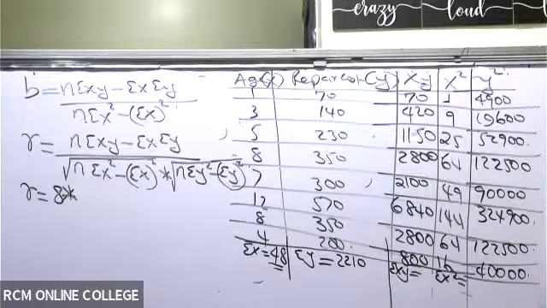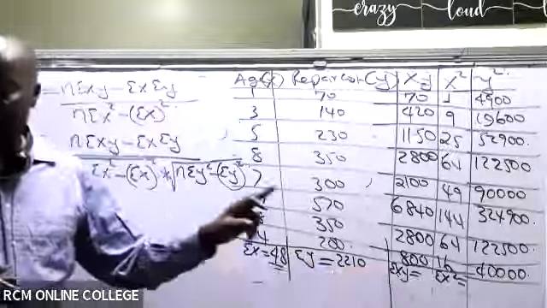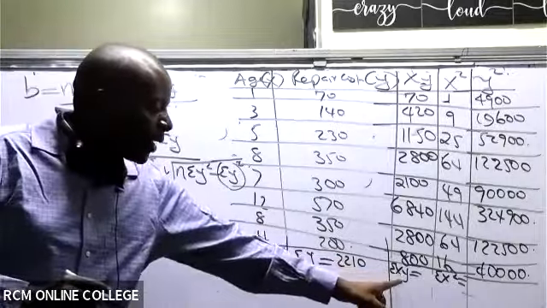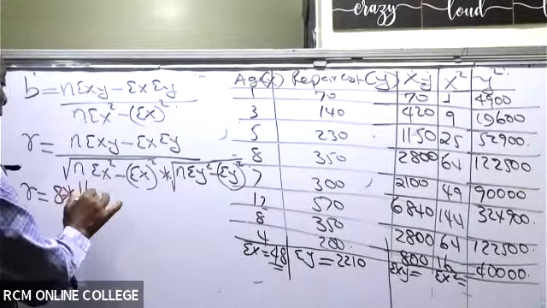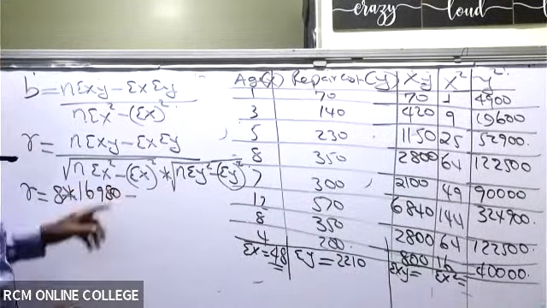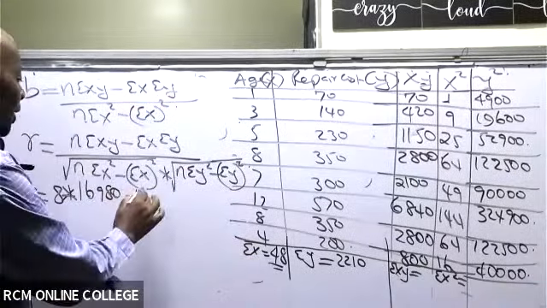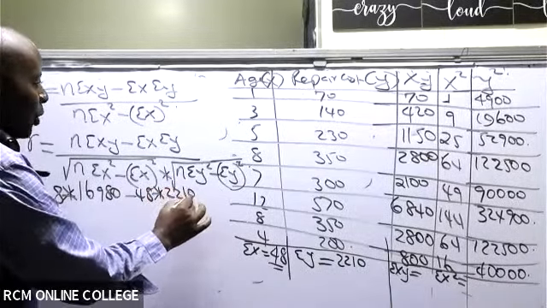Anybody who can remind Mwalimu the summation of xy would really be happy. Not the sum of x alone, not the sum of y, but the summation of xy. It was 16,980. Minus now summation of x times summation of y. Summation of x I have here, it is 48, times summation of y, which I have as 2210.